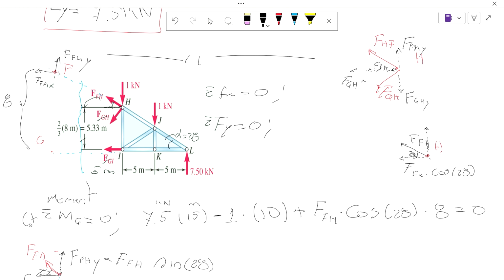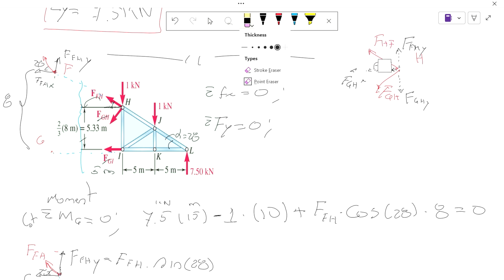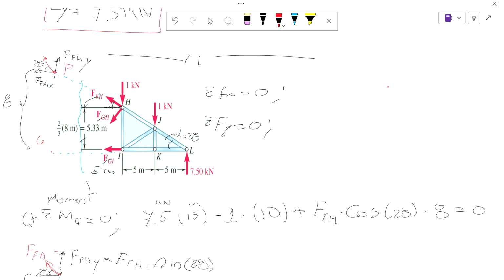So that force is, again, the angle here, which is 28. So it is the magnitude times cosine of 28. So actually, this is a little confusing here because this is really at point F. Let me do it again. This is at point F. F to H. Okay. Component in X, component in Y.